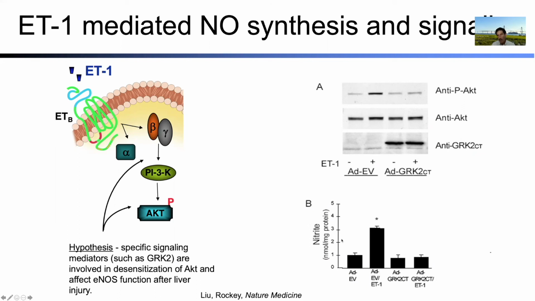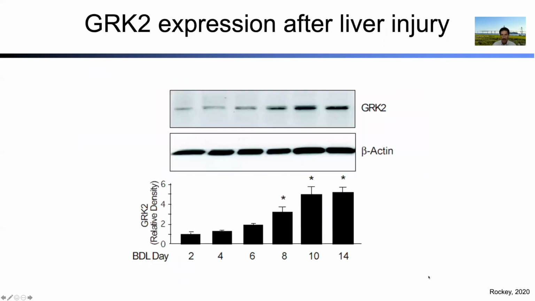It also reduces nitric oxide production. So down here you can see that endothelin stimulates NO, and then you can block that with GRK2. It turns out that GRK2 is also regulated in the liver after liver injury. So this is an experiment where we perform bile duct ligation and then simply measure GRK2 over time, and you can see very clearly that GRK2 is upregulated.